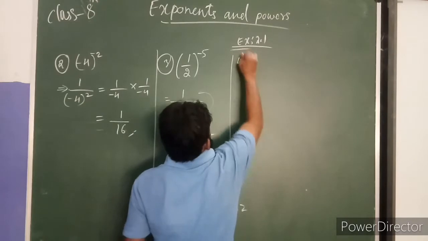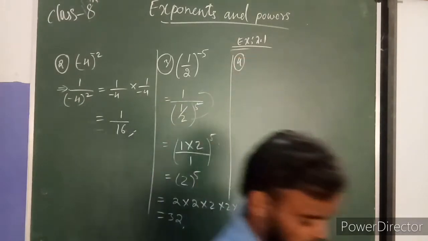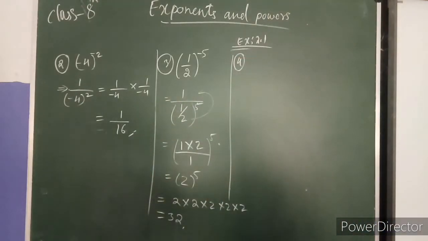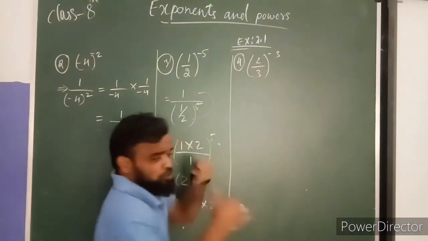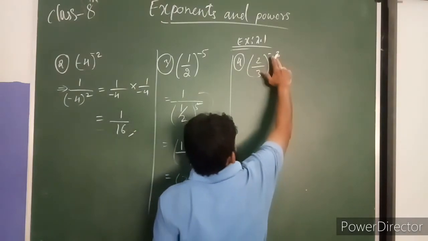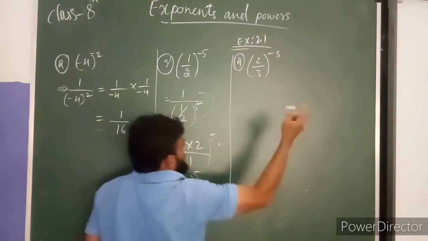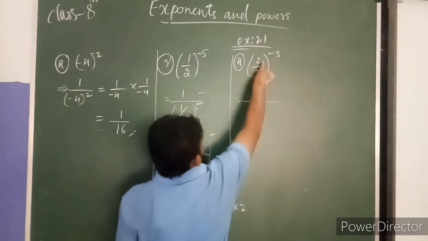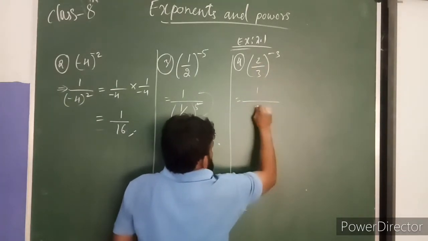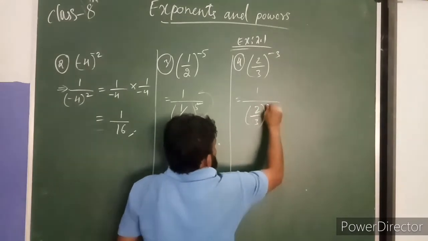Similarly, I will give the old question from that example, or maybe I will give my own. Now you can see. Based on the fourth one, I am giving my own example: 2 by 3 to the power of minus 3. The power is negative, so we convert it to positive.